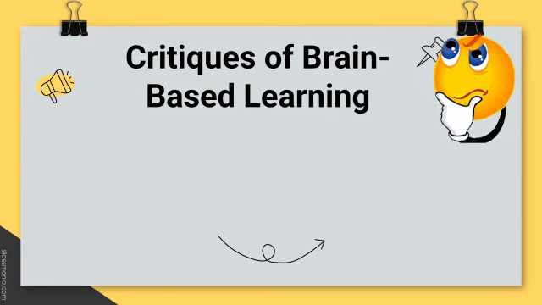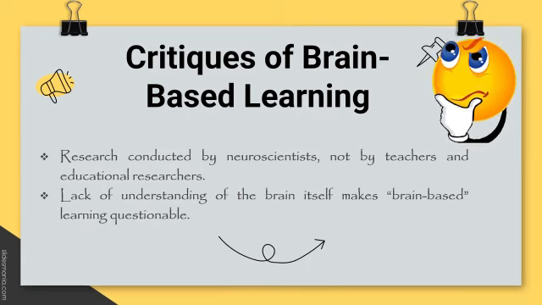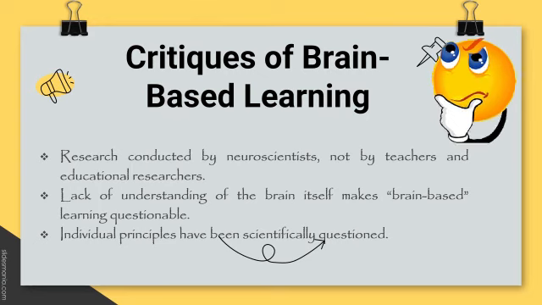But this theory, there are a lot of critics of this brain-based learning theory, and some of those is that the research was conducted by neuroscientists and not by teachers and educational researchers. The second one, lack of understanding of the brain itself makes brain-based learning questionable. Finally, individual principles have been scientifically questioned. So these are the three critics of brain-based learning.